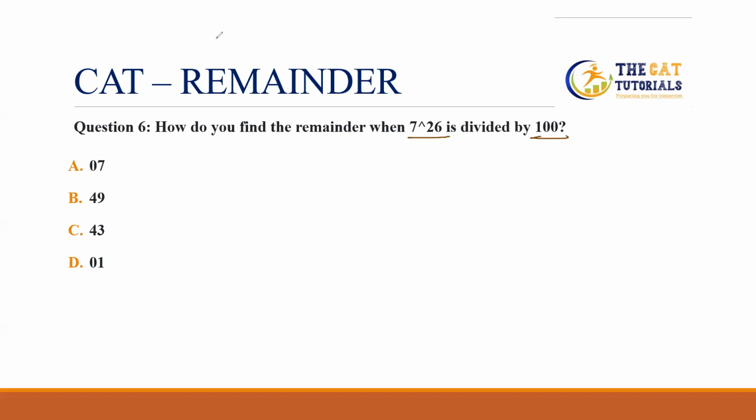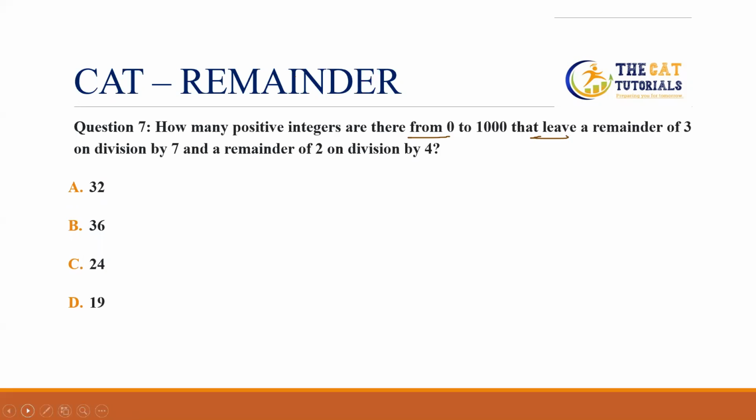Right now I'm going to discuss the next question. The question is, how many positive integers are there from 0 to 1000 that leave a remainder of 3 on division by 7 and a remainder of 2 on division by 4. So students, we have already discussed such type of questions. Especially in these questions, we have two cases, and you have to combine both the cases and find the remainders. So again, you can consider these questions in the next class.